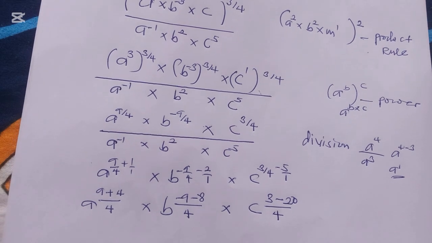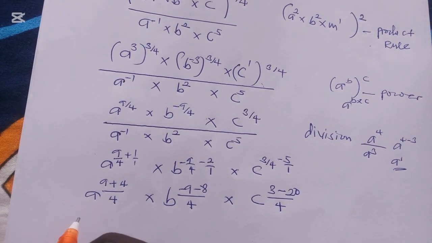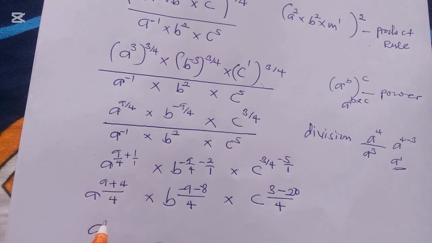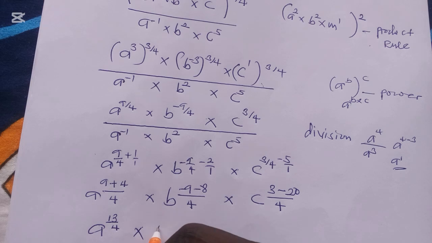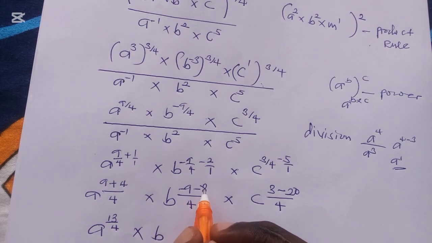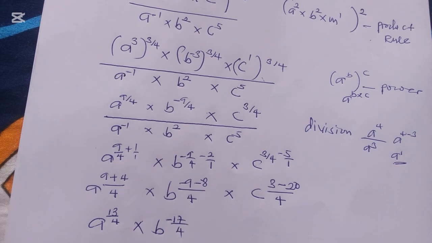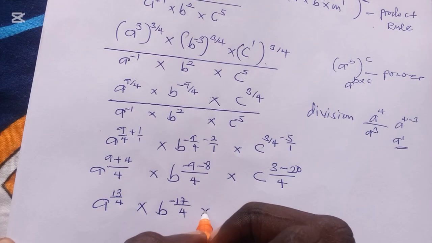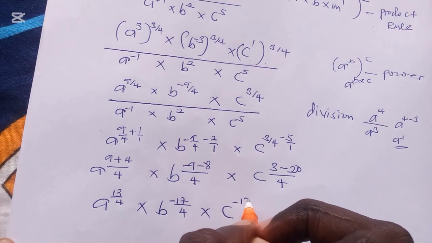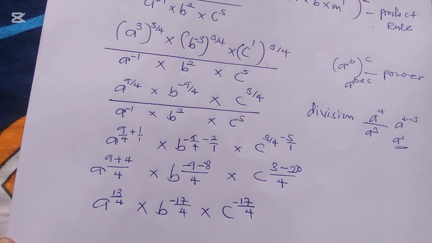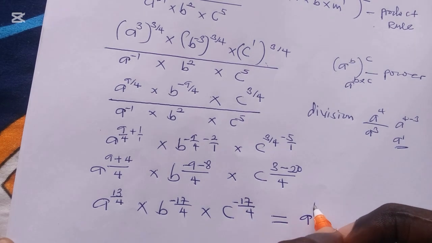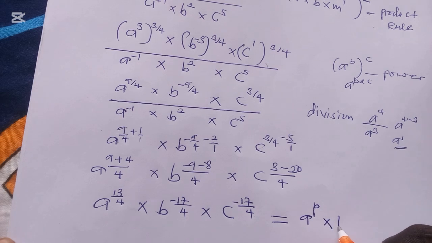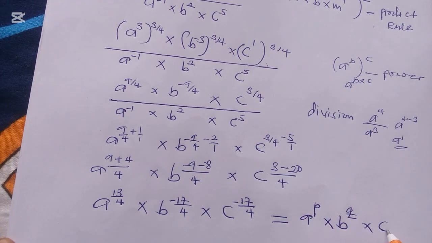Okay, now from this point we say this is a raised to the power 9 plus 4 giving you 13 divided by 4, multiplying by b, minus 9 minus 8 giving you minus 17 divided by 4. Okay, multiplying by c raised to the power minus 17 divided by 4. But don't forget, this whole thing equals a raised to the power p times b raised to the power q times c raised to the power r.